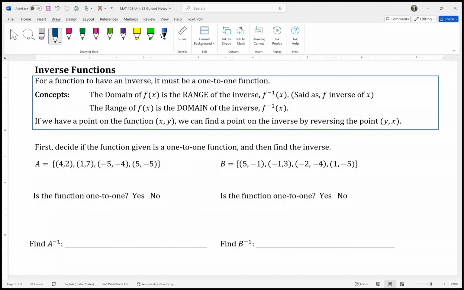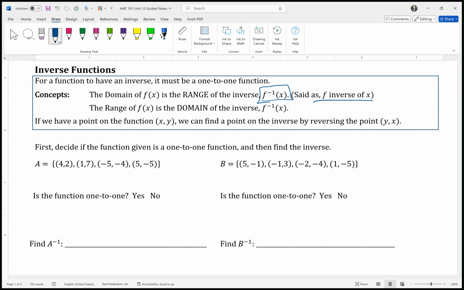Lastly, the inverse notation is this f to the -1 of x. What I want you to know about that is that -1 is just notation. You're not raising anything to the -1 power or anything like that. That just says, hey, this is f inverse of x, okay? As this says right here.